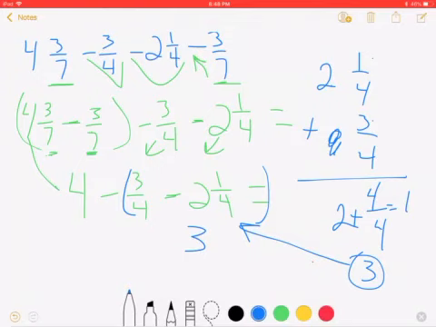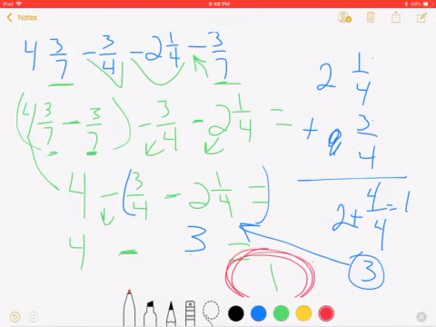Now I have to bring everything else down. 4 has to come down. My minus sign has to come down. And now we're left with 4 minus 3, which equals 1. Yay! So the whole entire problem, we did everything. And the answer is 1.